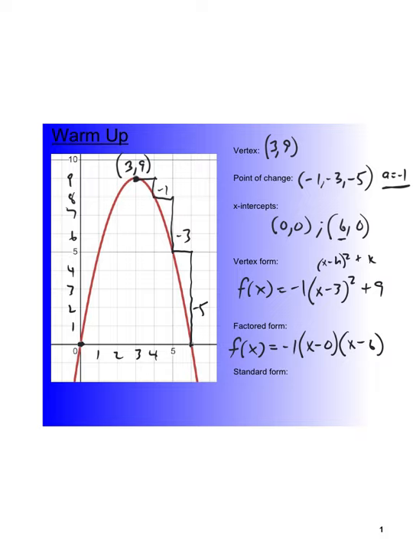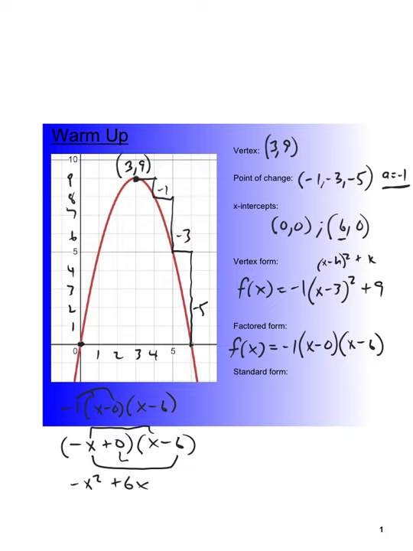To go to standard form, let's take this factored form, -1 times x minus 0 times x minus 6. We have to distribute that A in there. That actually gives us a -x plus 0, is technically what that distributes out to be, and then an x minus 6, and then we're going to FOIL. So -x times x is a -x squared. Outside is -x times a -6, which is a positive 6x, since it's a negative times a negative.